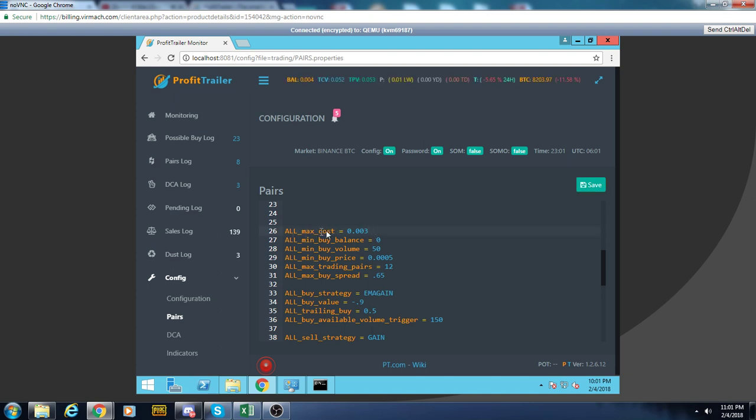all max cost. So what all max cost is, it's what it spends on your first trade. I think it auto puts you on 0.0025, which is like 25 bucks. This is like 30 bucks. So if you wanted to do 50, you can do 50. You want to do 100, you can do 100.